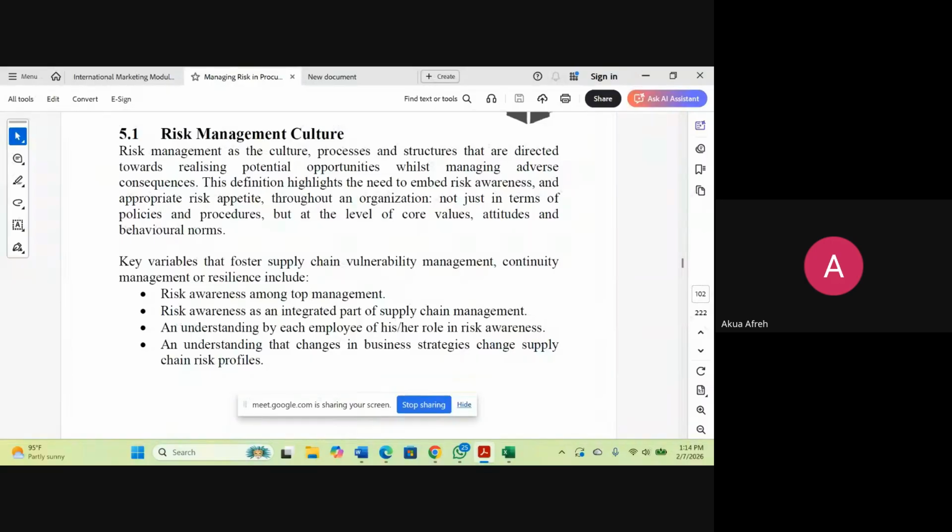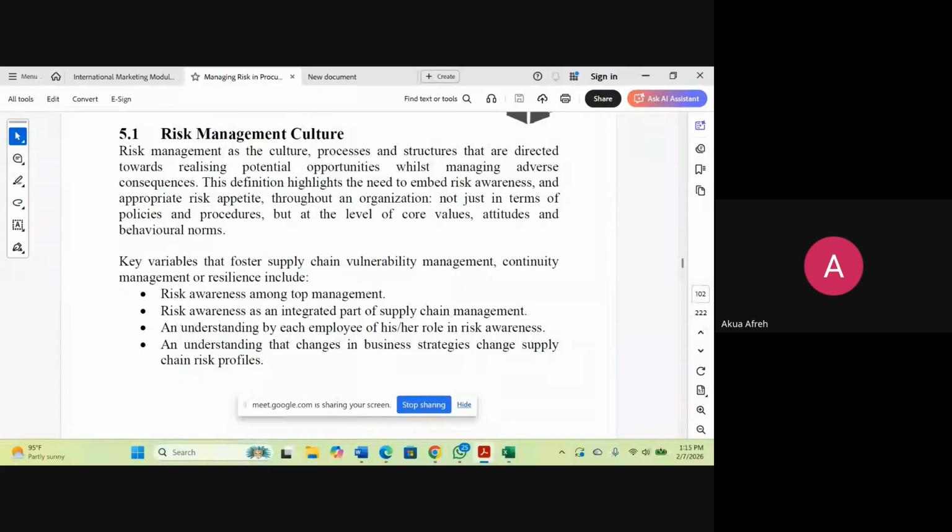And that risk culture is directed towards managing the adverse consequences. So here we are saying how we behave towards risk in an organization. How have you designed your system? How do you go about it when there is any risk event?